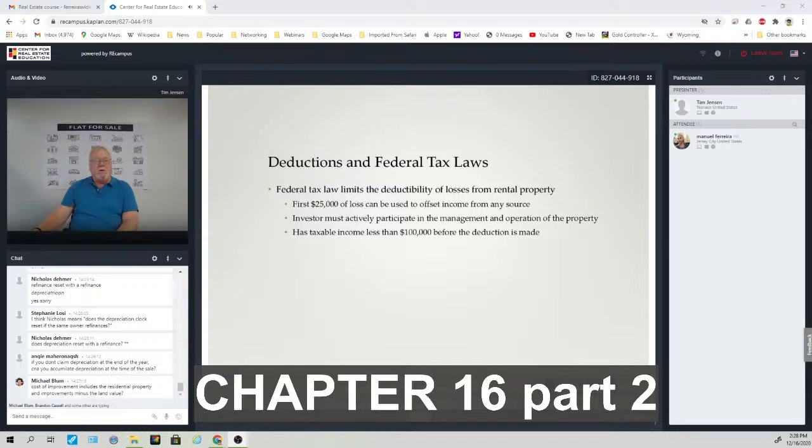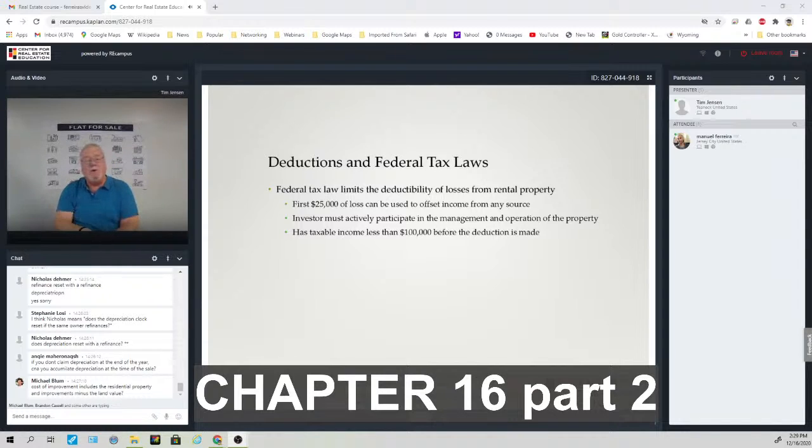Deductions and federal tax law. Federal tax law limits the deductibility of losses from residential property or rental property. There's something called the passive loss rule, whereby if you're operating several profit centers and one is at a loss, you can use the loss of one to offset the profits of another to minimize your tax exposure. It is a viable tax weapon you can use.